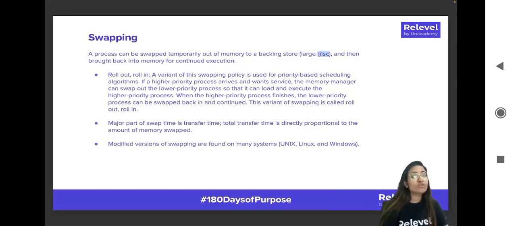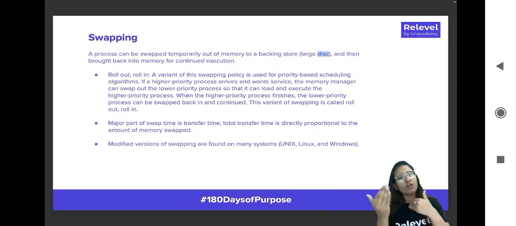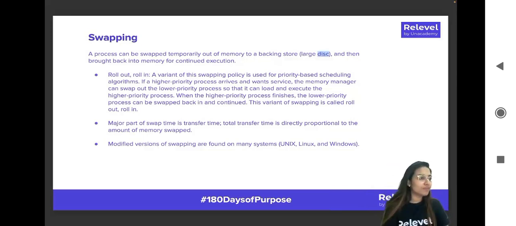Now, regarding swapping performance, because there is a lot of swapping happening and processes are moving out of the memory, performance usually gets affected sometimes. But it also helps in running multiple processes in parallel. Low priority processes, like I told you, may be swapped out so that a higher priority process is loaded and gets executed. So that is how the concept of swapping works.